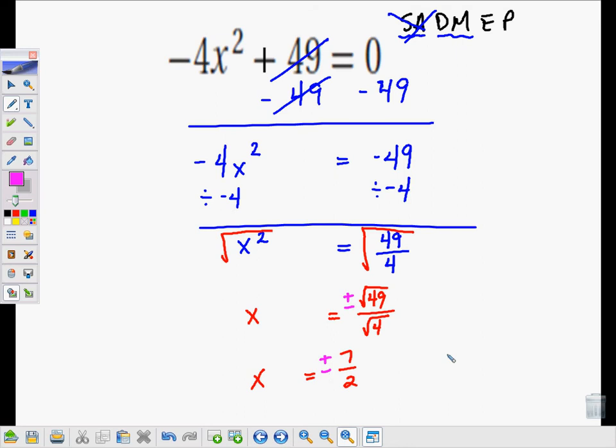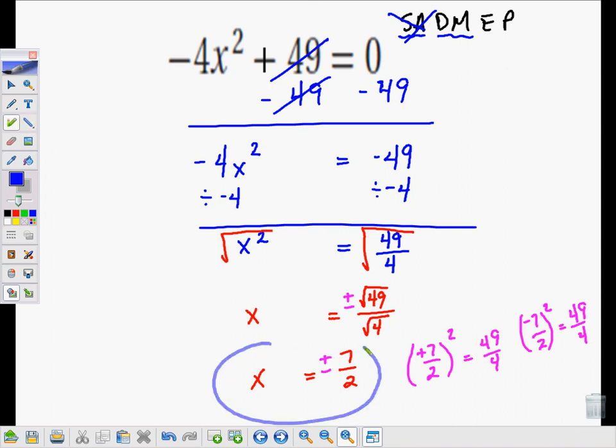And the reason for that is that if I was to re-square 7 over 2, so if I had positive 7 over 2 squared, that would come out to 49 over 4. Or if I had negative 7 over 2 squared, that would come out to 49 over 4 as well. So I have to account for both of those. You will not get full credit without having those, the positive and negative versions of your answer.